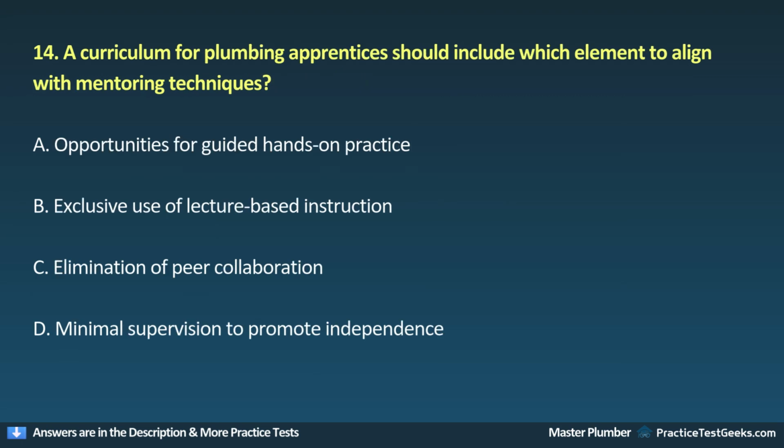14. A curriculum for plumbing apprentices should include which element to align with mentoring techniques? A. Opportunities for guided hands-on practice. B. Exclusive use of lecture-based instruction. C. Elimination of peer collaboration. D. Minimal supervision to promote independence.